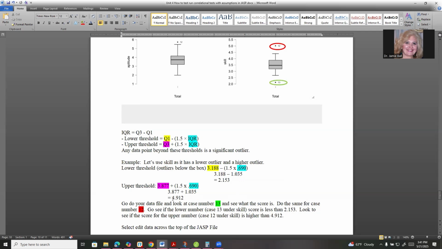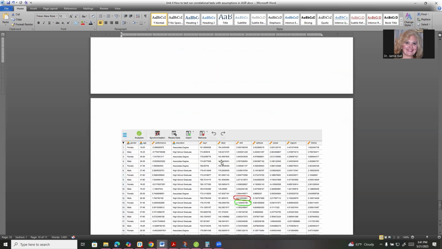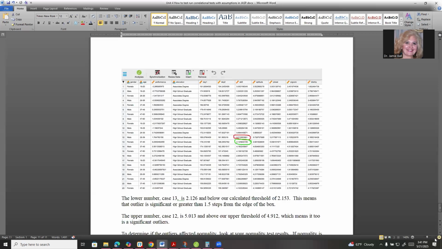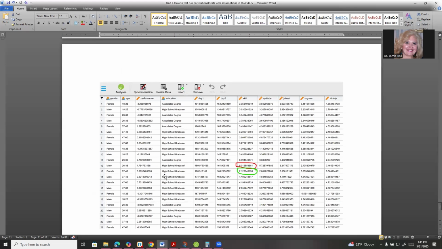So for my upper outlier to be significant, greater than 1.5 steps from the edge of the box, any score would need to be above this on the upper end, because you can have more than one outlier on either side. So to be significant, now we take these numbers and we go back and we look at our data file and we find those cases, which I did for you. Here's case number 12, which was too high, and case number 13, which was too low.